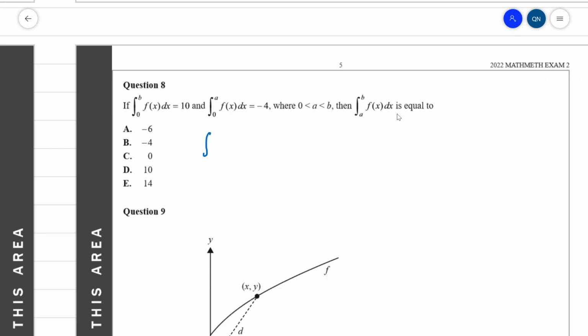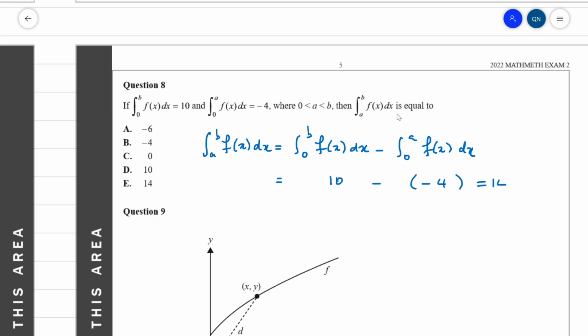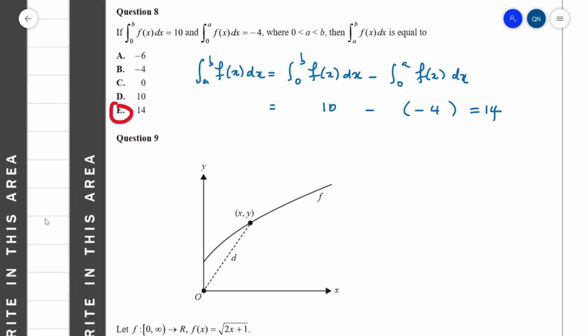The integral from a to b of f of x dx, that's exactly the integral from 0 to b of f of x dx minus the integral from 0 to a of f of x dx. But we know what each of these guys are equal to. That's exactly 10 minus negative 4, but that's 14. So it's going to be option E. Okay, question 9.